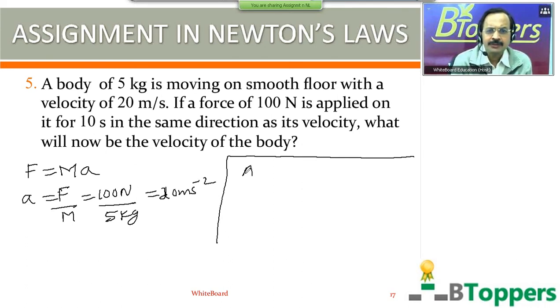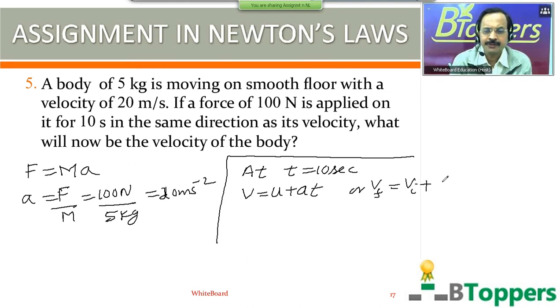after 10 seconds. Because the problem is given with one-dimensional motion, you can solve it in simpler notation. It's not compulsory to follow the vector notation for problems in one-dimensional motion. So the final velocity after time t, you can write v equal to u plus at, or vf equal to vi plus a into t. Vi is the initial velocity, vf is the final velocity at time t.